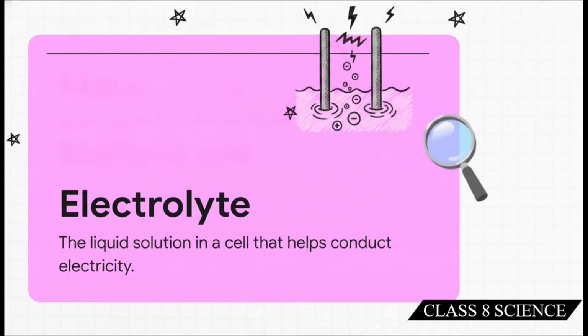Boom. The answer is electrolyte. If you guessed that, you are absolutely spot on. An electrolyte is essentially this magic liquid, usually a weak acid or a salt solution. When it reacts with the metal rods or electrodes inside the cell, it produces electricity. Pretty simple, right? Let's move to the next one.